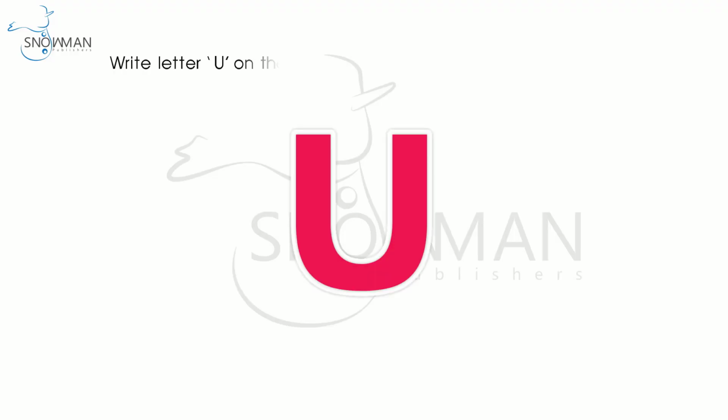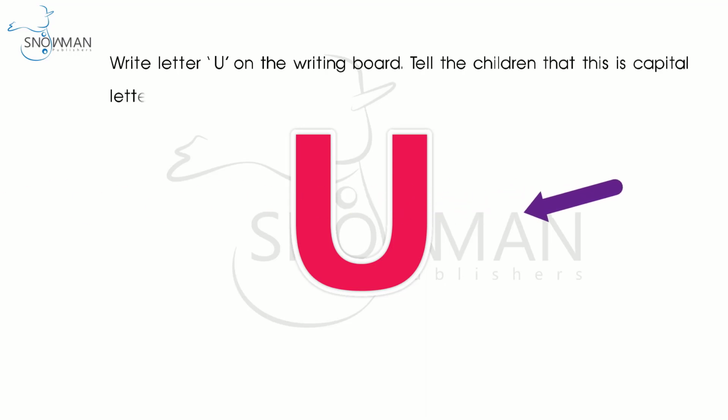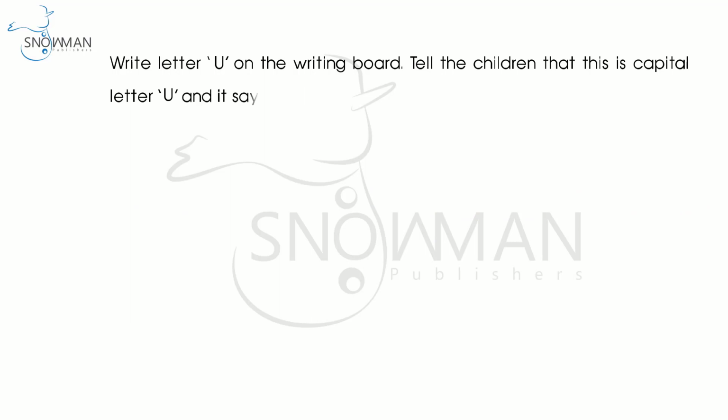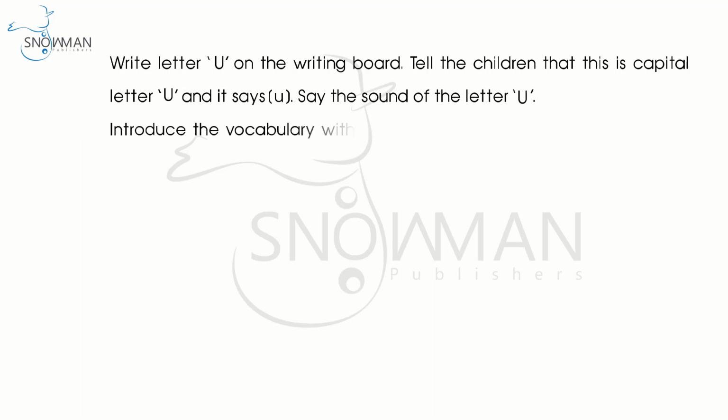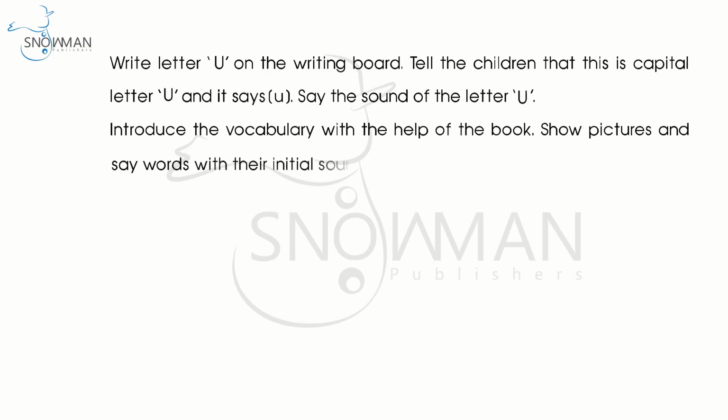Write the letter U on the writing board. Tell the children that this is capital letter U, and it says U. Say the sound of the letter U. Introduce the vocabulary with the help of the book. Show pictures and say words with their initial sound.